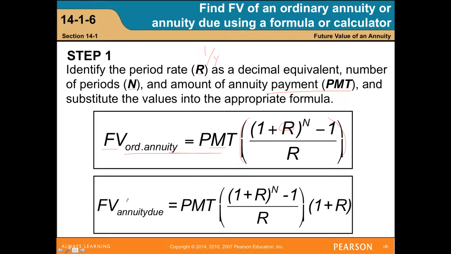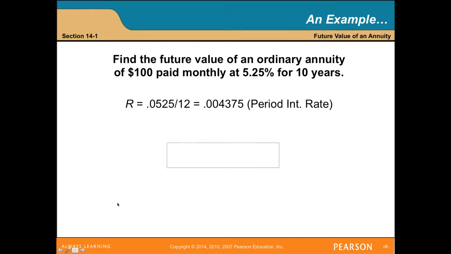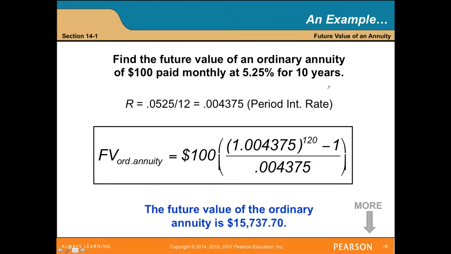The future value of an annuity due equals, in parentheses, 1 plus the rate to the exponent number of periods, minus 1, over the rate, times 1 plus the rate, times the payment, and that's going to give you the annuity due. So here's an example. Find the future value of an annuity. Oh, I gave you the answer right away. Well, anyways, find the future value of an ordinary annuity of $100 paid monthly at 5.25% for 10 years.